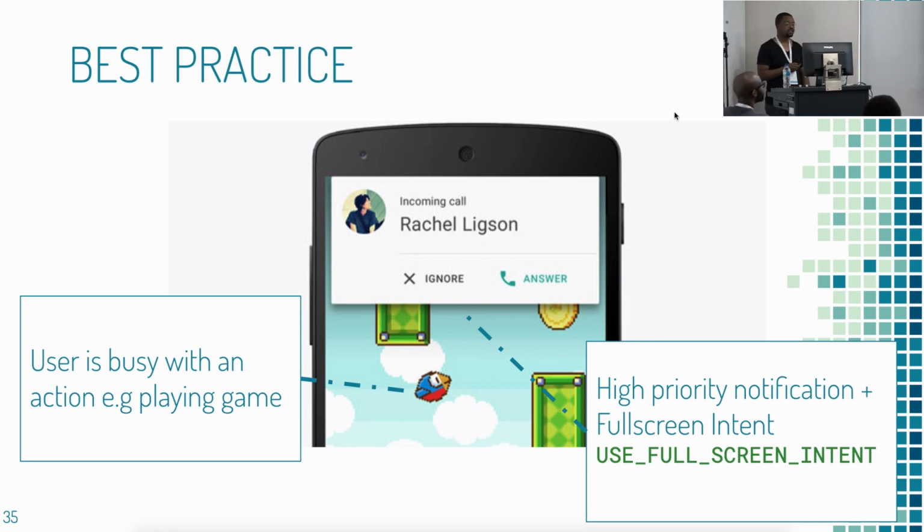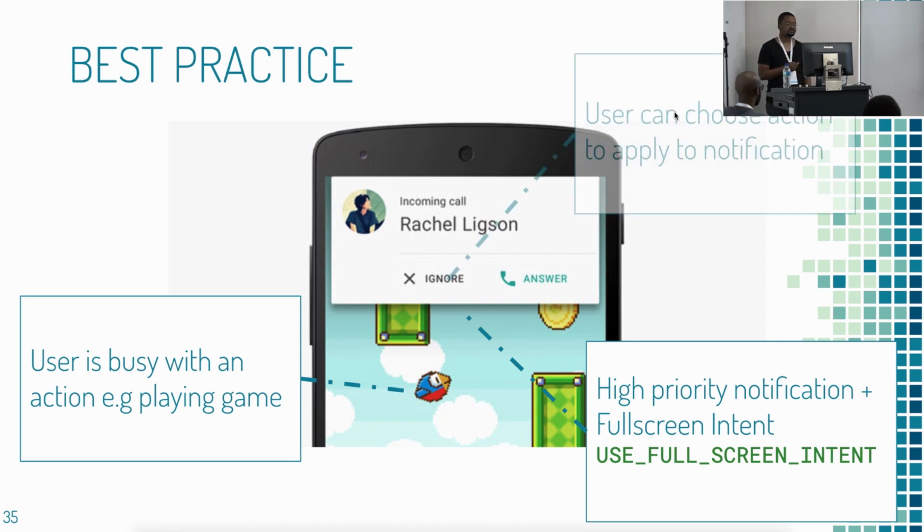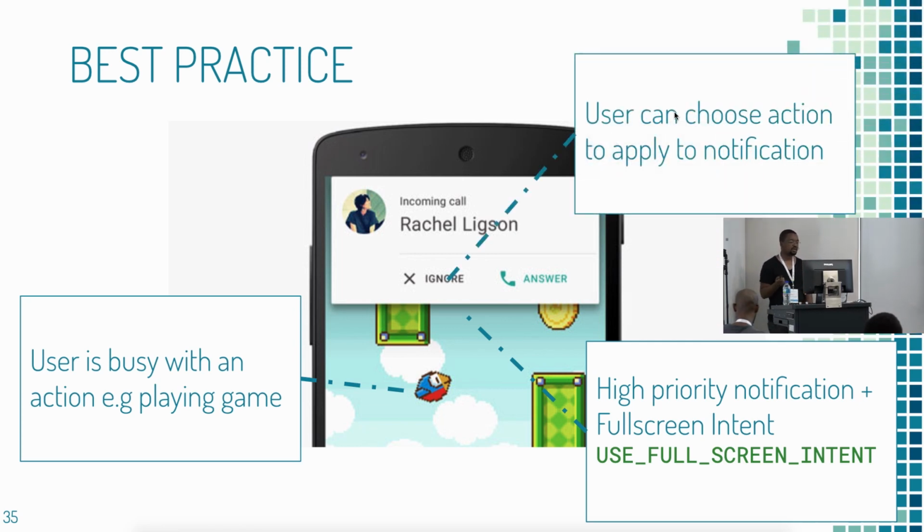Okay, and then the user now has two options. They can choose the action to apply, so either ignore or answer the call. Their entire experience with the game has not been interrupted at all. They can decide to ignore it and continue with their game, or they can click on answer, which will then lead to a full screen intent. Now you're on the phone call screen, which is the best practice.